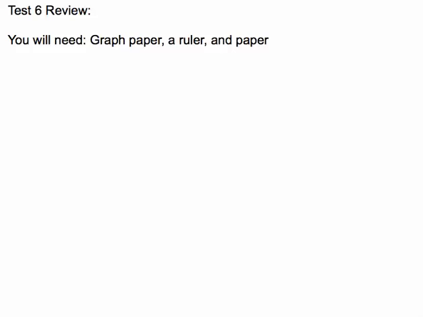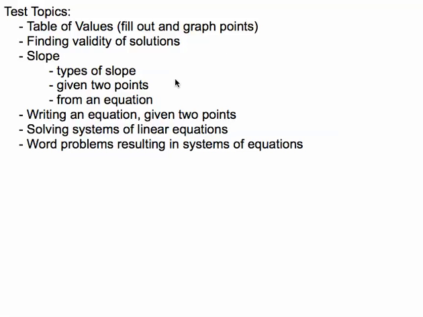So what we should do first is view the test topics. There's not that many, but they go pretty in depth with each one, and it's actually been a while since we've had a test, since before the quarterly. So think back to all the things that we've done since then. We did tables of values a long time ago, just creating one and filling it out, and then graphing the resulting points. After that, we did finding the validity of solutions, where if I give you an equation, you should be able to tell if a point satisfies that equation by substituting in x and y.